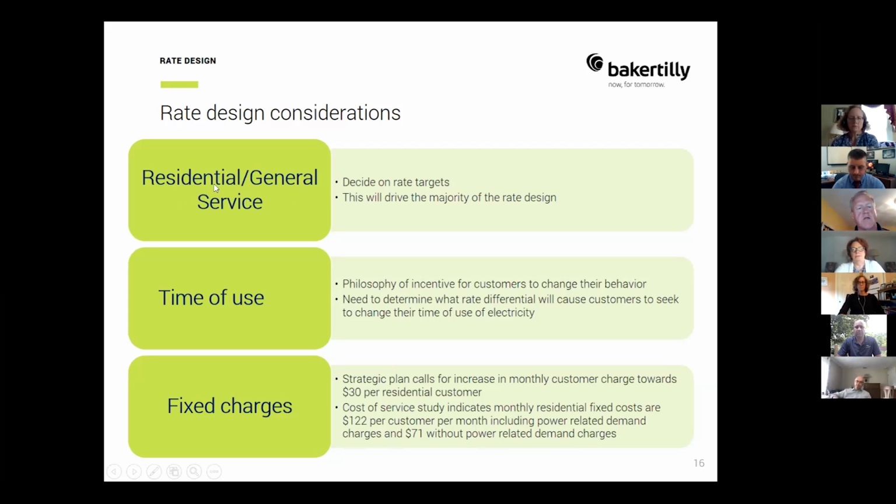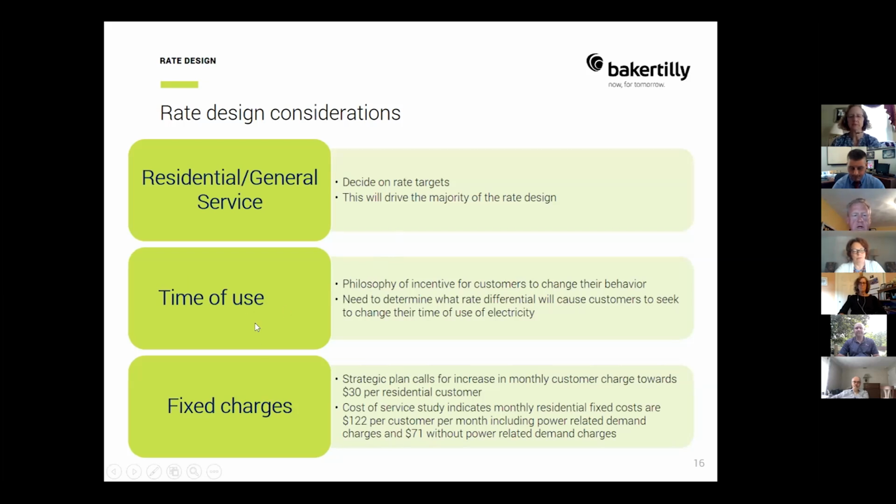So if residential is under and general service is over, a rate design would be for those to cross somewhere along the line. But again, the idea is the financial health of CMLP as an organization. So any rate design should keep that in consideration.